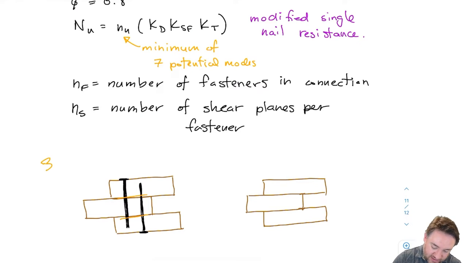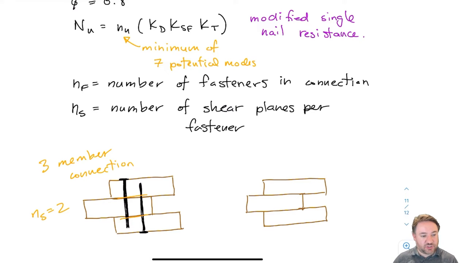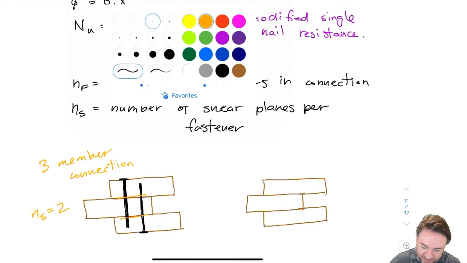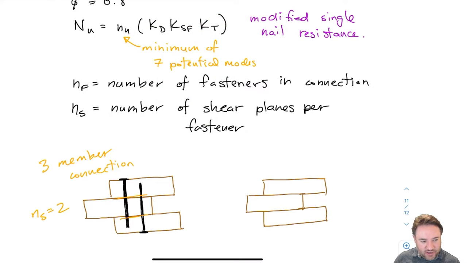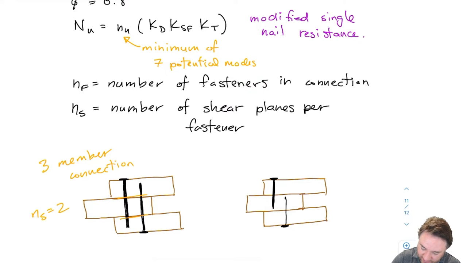So this one is a three-member connection. And all three-member connections will have NS equals 2, number of shear planes equals 2. Okay, all the Johansson yield equations for those three-member connections assume that NS is going to be 2. Okay, then, but the other case that I could have is maybe I don't have nails that are so long. Maybe I am just basically having each nail go from one member into the center member, and I'm doing that from each side, for example, something like this. So now each nail only intercepts one shear plane.